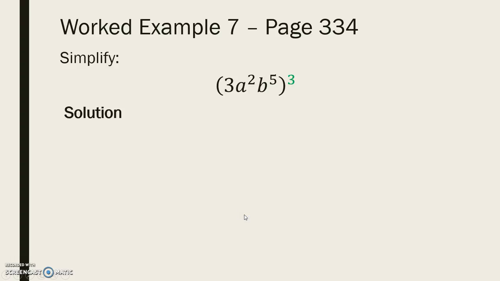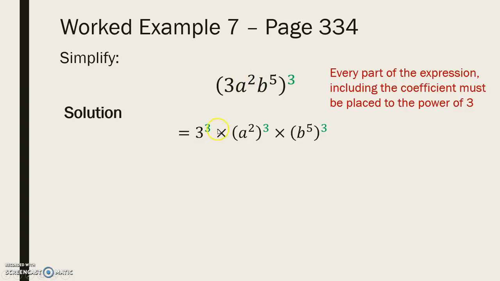So here's some examples. In this case we've got 3 items in this expression. We've got a coefficient of 3, a base of a, and a base of b. So we need to split that cube power to each of those items or elements. So here we go. 3 is placed to the power of 3. The a squared is placed to the power of 3. So that's in brackets, so we're going to use the 4th law there to split that up further. And then b to the 5 is placed to the power of 3.